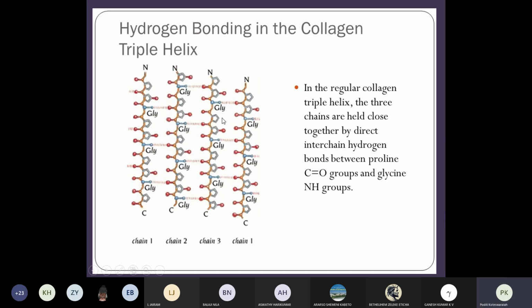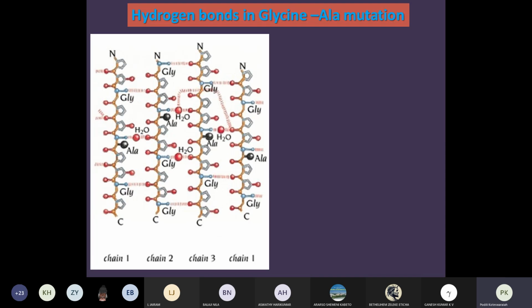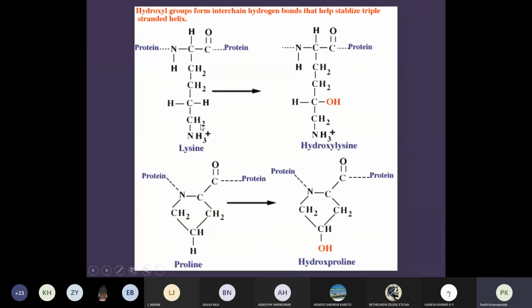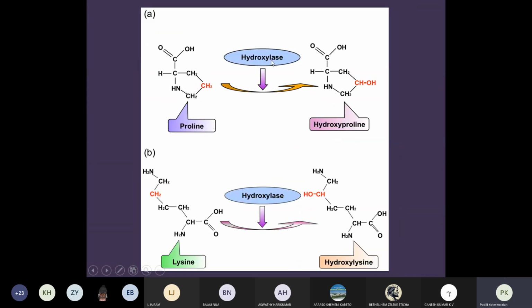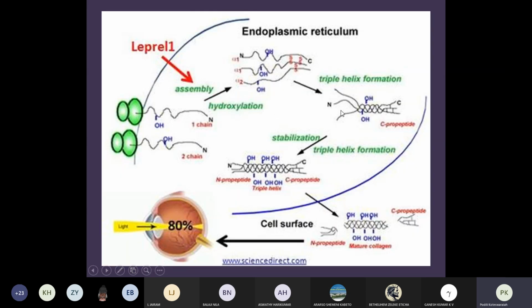Now, when the 3 polypeptide chains are coiled in a right-handed fashion, you can also see here there are interchain hydrogen bonds between the carbonyl oxygen group and the proline and glycine NH groups, and that gives rigidity to the triple helix. And as I already said, lysine is converted into hydroxylysine, and proline is converted into hydroxyproline, only during post-translational modification. For that, the hydroxylase enzyme is required. This hydroxylase requires vitamin C as a cofactor.